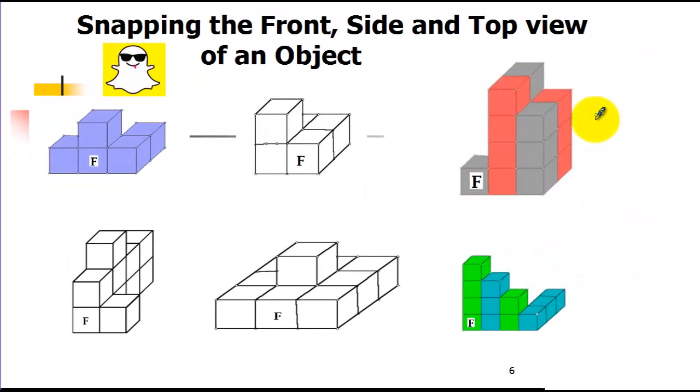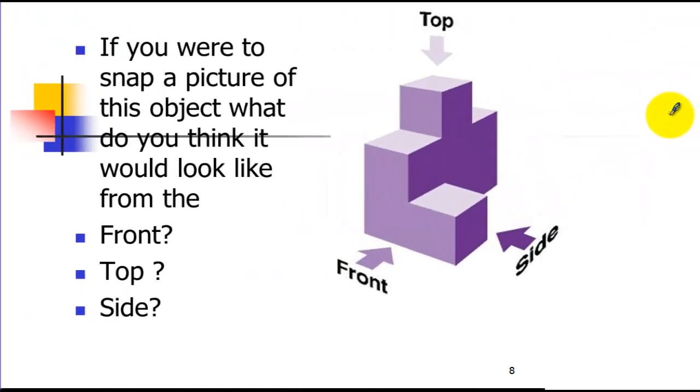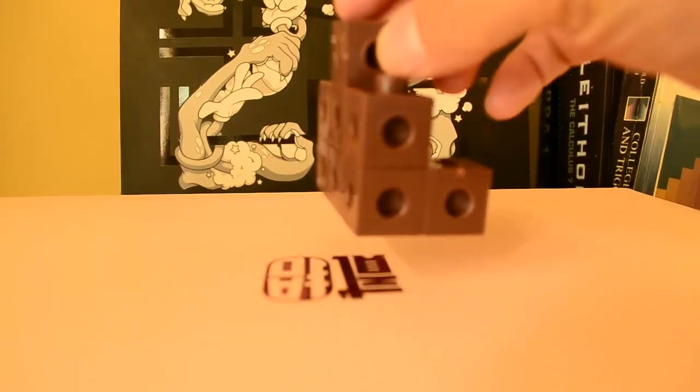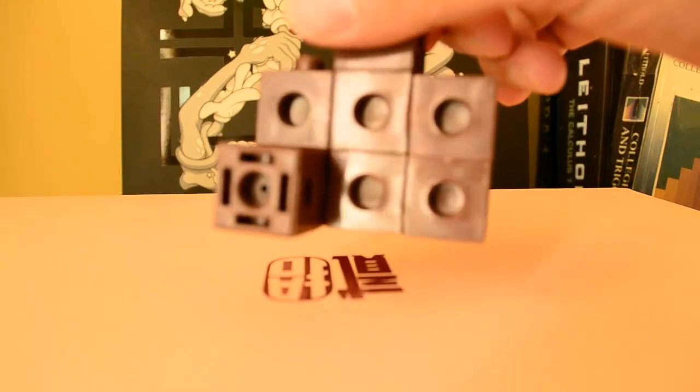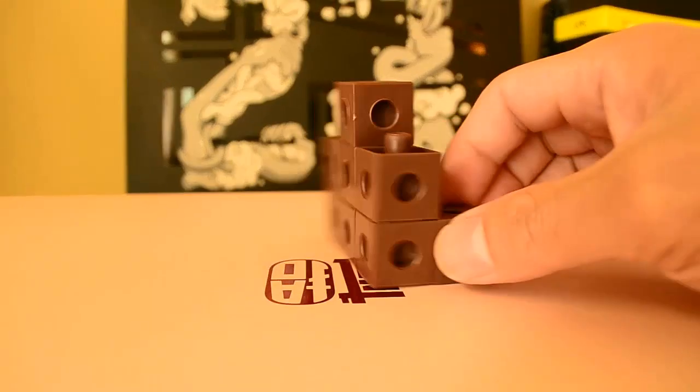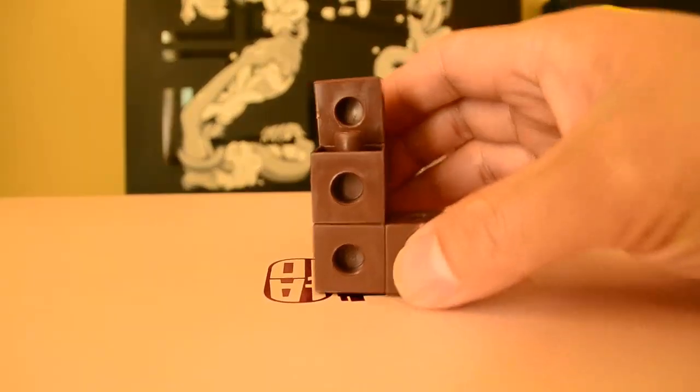The rest of our discussion, we are going to identify what will be the front view, side view, and top view of a given three-dimensional figure. So if you were to snap a picture of this object, what do you think it would look like from the front view, top view, and side view? I copied this 3D figure and made a model out of it. So I used my snap cubes so that we can easily identify the top, front, and side view of this three-dimensional figure.